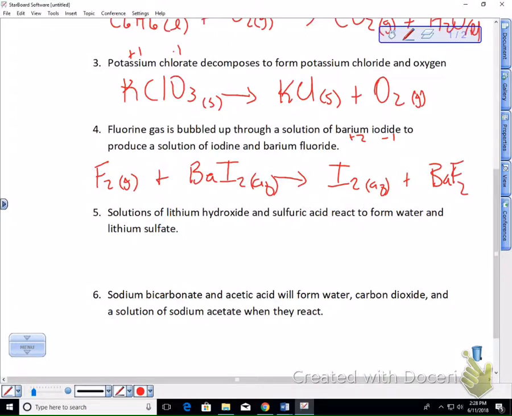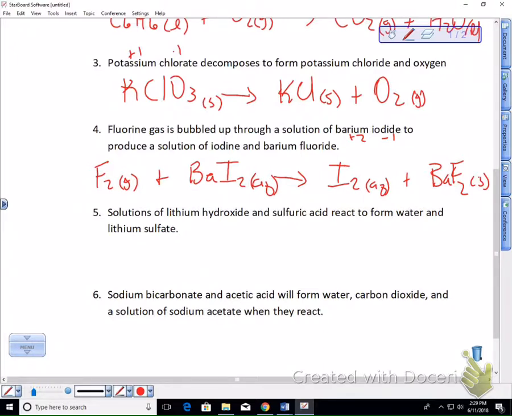Now here we go with states of matter. BaF2 is ionic, so it's possibly going to be soluble in aqueous. So we have to consider, is this a water environment? The answer is yes, we have aqueous stuff. So now, is it soluble according to the solubility rules? And the answer here is no. Fluorides are not soluble like the rest of the halides. So that's going to be a solid.